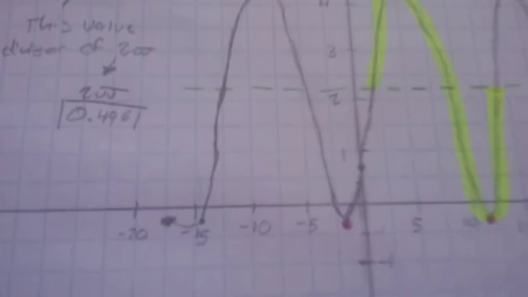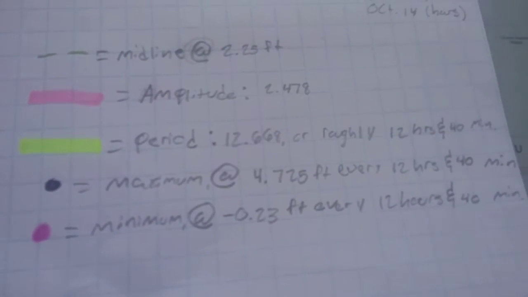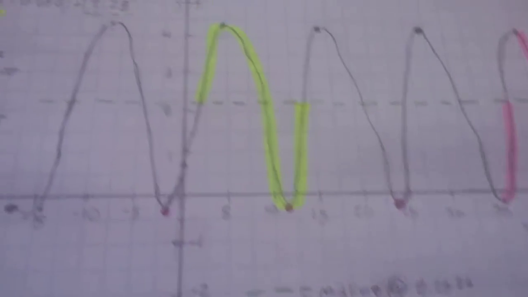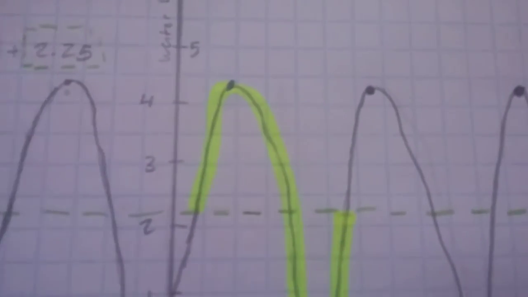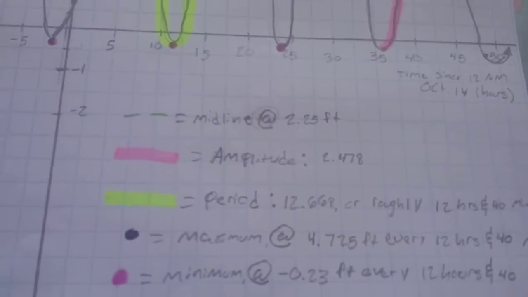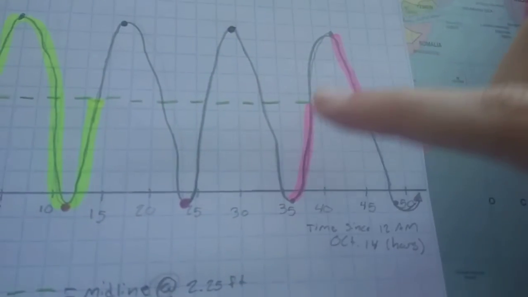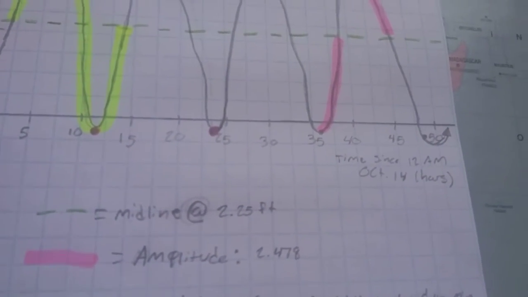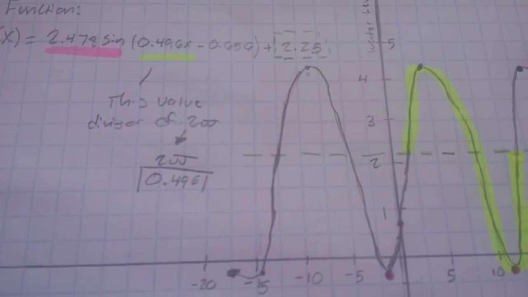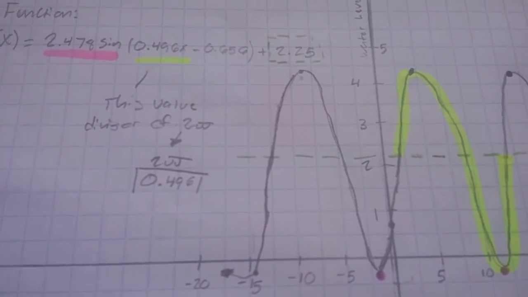And then I can also see my minimums and maximums. The minimums occur at negative 0.23 feet every 12 hours and 40 minutes, so the period. And they're along here. And then there are also the maximums, which occur at 4.725 feet every 12 hours and 40 minutes as well. And then I can see that my amplitude is going to be 2.478 feet. So I can automatically see that what is going to go in front of the sine is going to be 2.478.